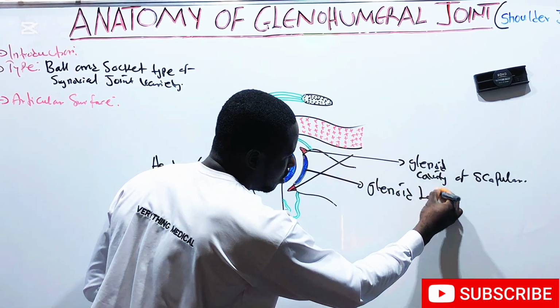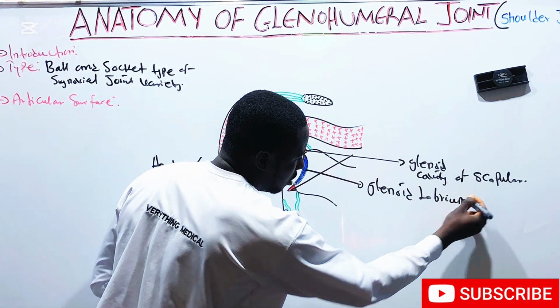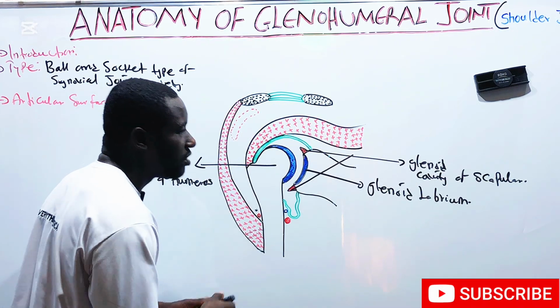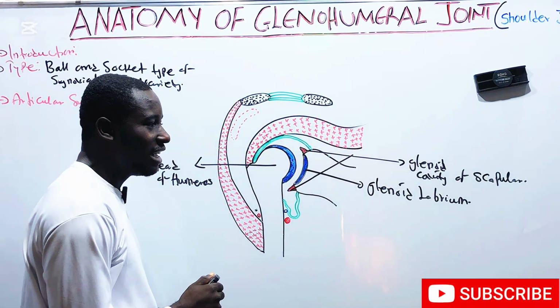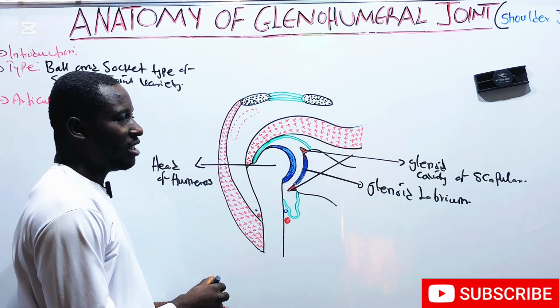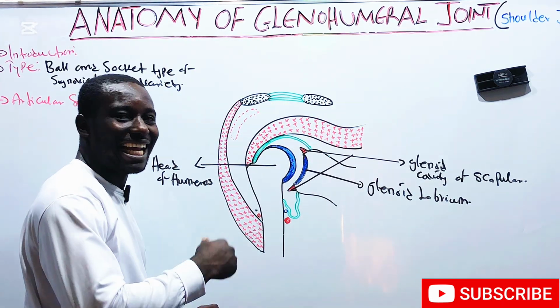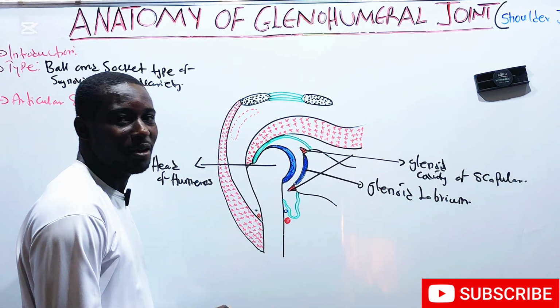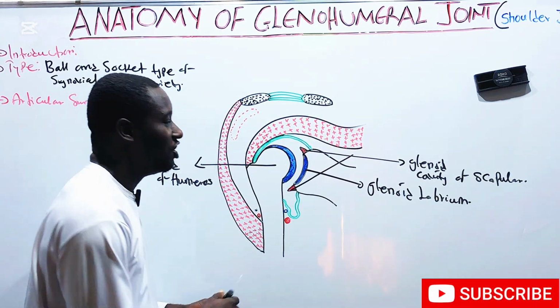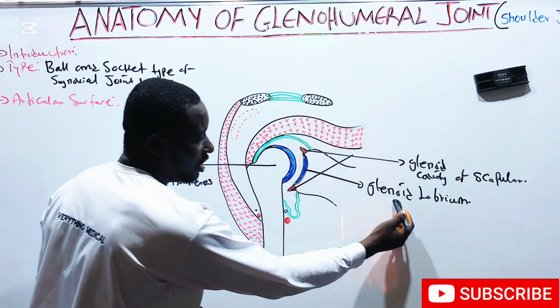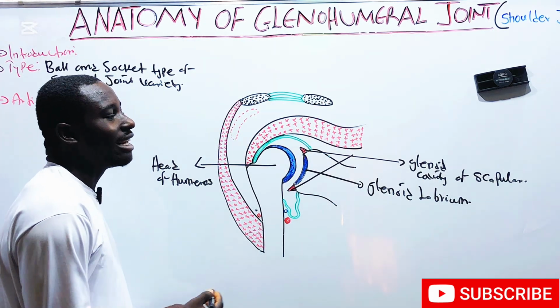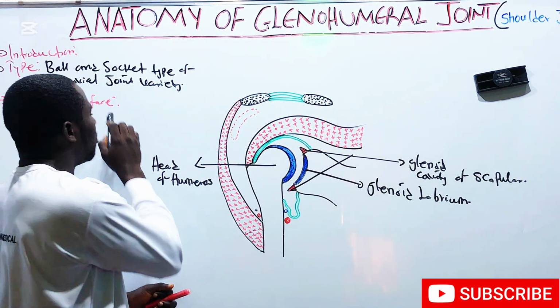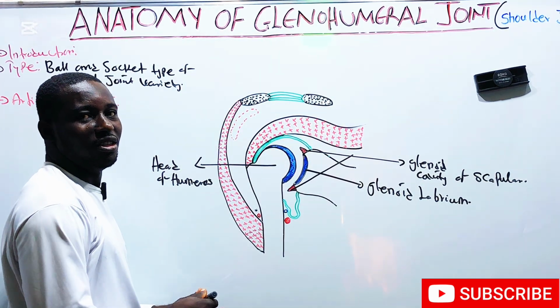The glenoid labrum deepens the glenoid cavity. So that is why I say that the glenoid cavity is slightly and effectively deepened by a fibrocartilaginous ring known as the glenoid labrum of the scapula. So those are the things that form the articular surface of the shoulder joint.